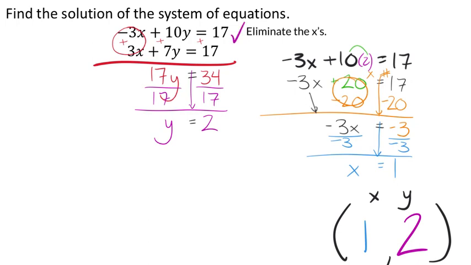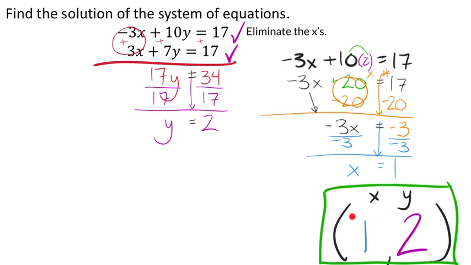So check mark. That's true. How about the second one? Well, that'd be 3 times 1 plus 7 times 2. That'd be 3 plus 14, which is 17. So the second one also true, meaning that we have in fact found the solution. So, I mean, you can box it in if you like, however you want to do it. But that is in fact the solution. Or in other words, if you were to graph these two equations, this is where the two lines would intersect.